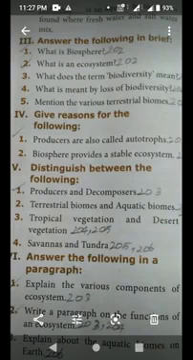Producers are also called autotrophs. Give reason. That is page number 203, under the heading biotic components. Second para: Producers are self-nourishing component of the ecosystem. Hence they are called autotrophs. Okay, that's all.